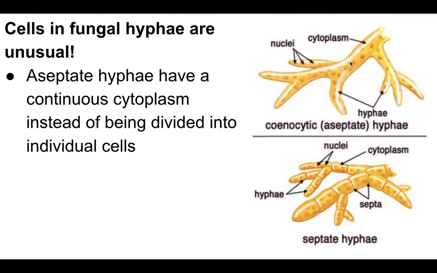Some fungi have aseptate hyphae, so that means there are no septa, there are no divisions, and we just have this continuous cytoplasm with lots of nuclei. So instead of being divided into individual cells, it's just one continuous thing of cytoplasm.